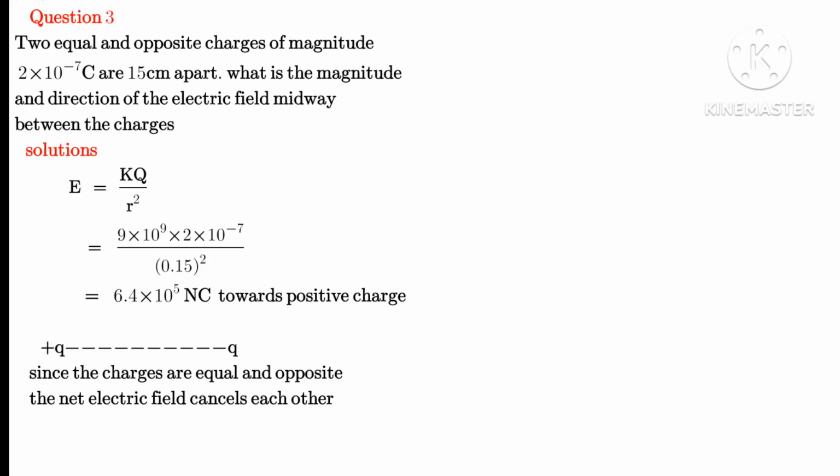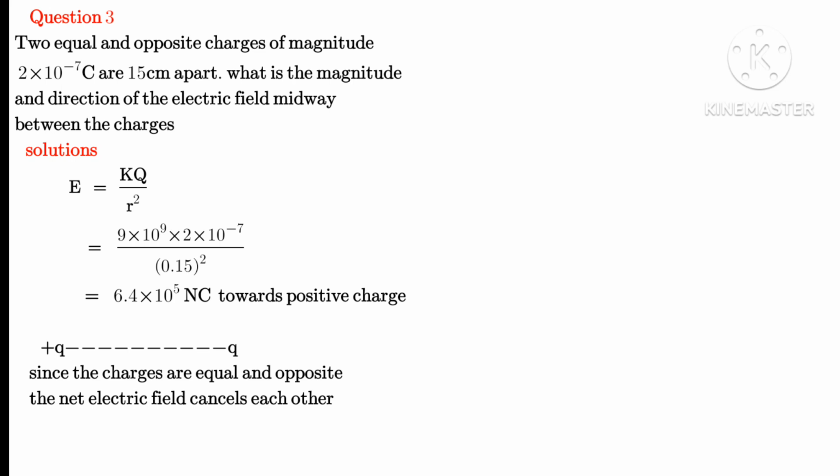Number three question, we have two equal and opposite charges of magnitude, respectively, 2 times 10 raised to power minus 7 coulomb, and they are 15 centimeters apart. So we are asked to find the magnitude and the direction of the electric field midway between the charges. Now note the words electric field midway between the charges. There are two different ways you can solve this.